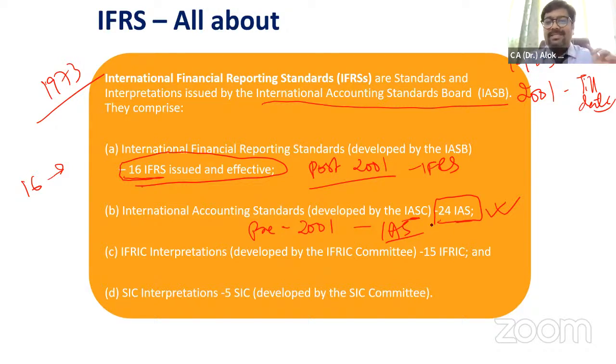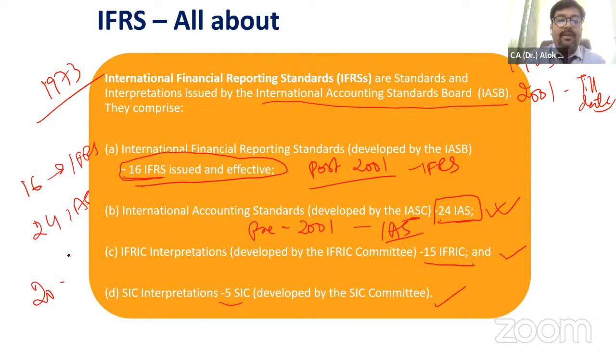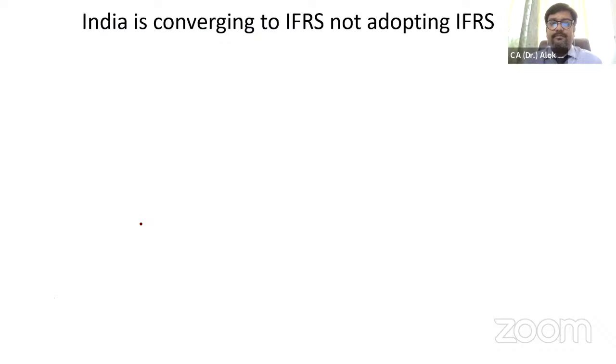Okay, apart from these standards, we have some interpretations, right? And there are 15 interpretations. I mean to say 15 International Financial Reporting Interpretations Committee interpretations. So there are 15 interpretations issued by IFRIC committee, and there are 5 interpretations issued by SIC committee, right? So we have 16 IFRS, we have 24 IAS, okay, and we have 20 interpretations, right? So this is the entire structure of global standards.